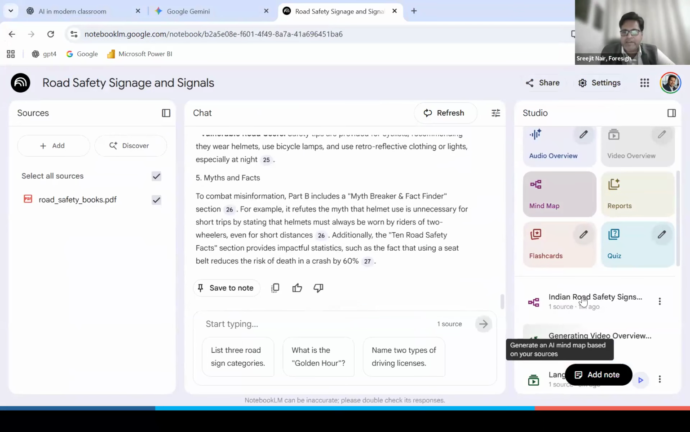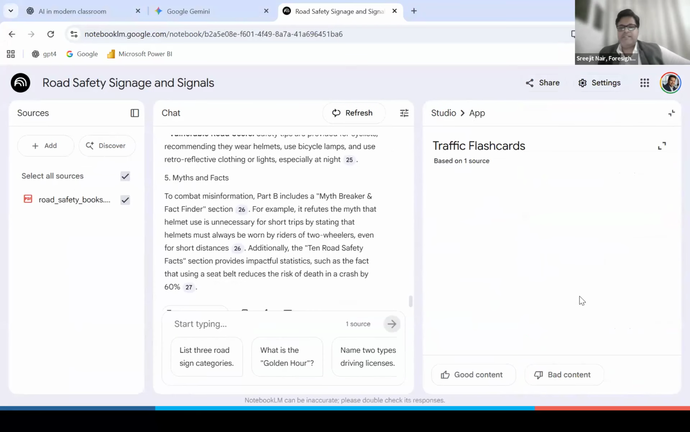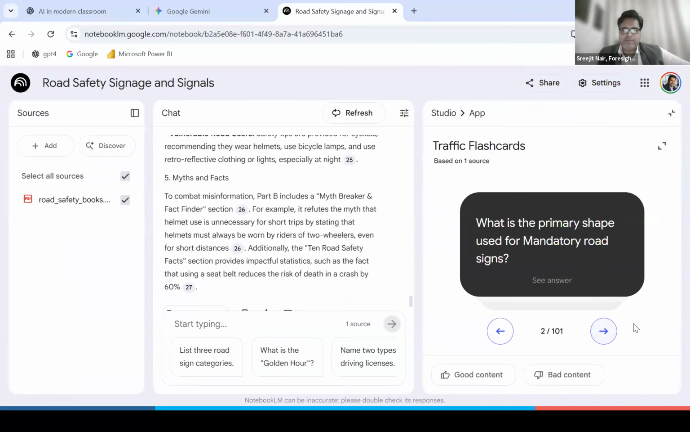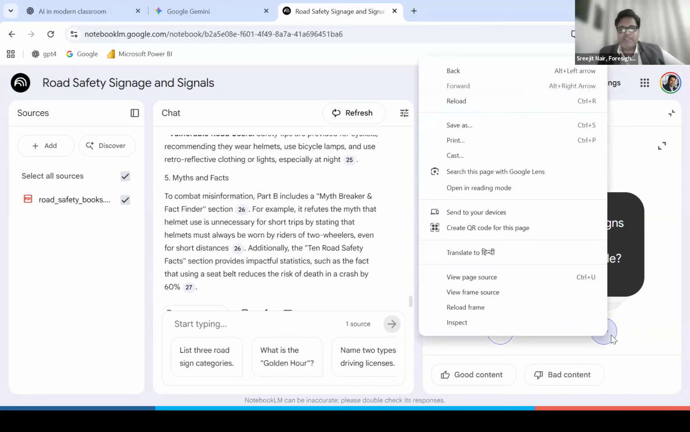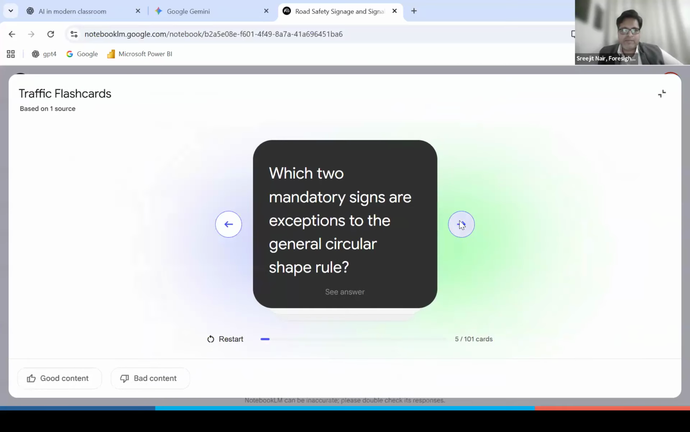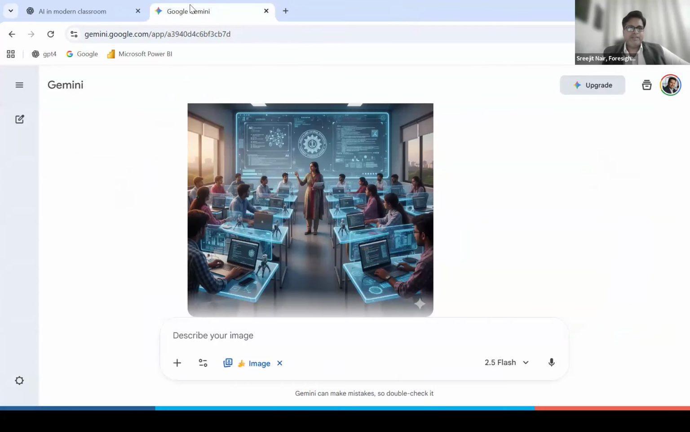mind map is, and then flashcards here. So these are the flashcards, something that you can carry in your hand. So these are the aspects that it has created. So I hope those NotebookLM related queries have been answered. So yeah, anything, it's time, I believe.